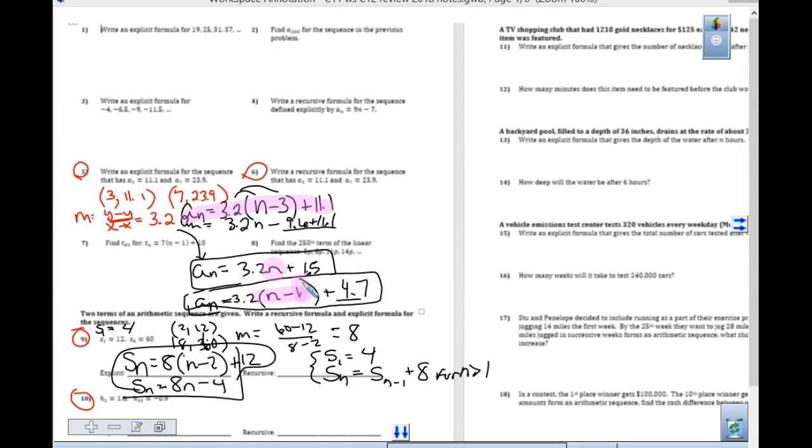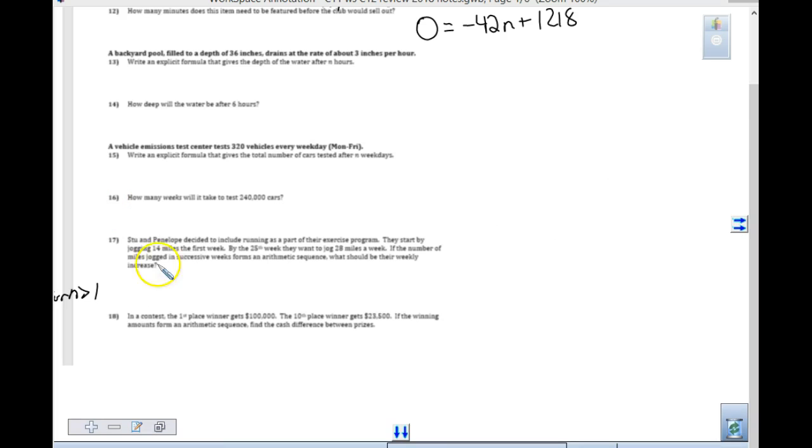So the other couple of questions, let's take a look at those. The first week, he jogged 14 miles. Quite impressive, I have to say. I've been trying to run a 5K, which is 3 miles. By the 25th week, he's now up to 28 miles. And it says, if the number continues in successive weeks in the sequence, what should the weekly increase be?